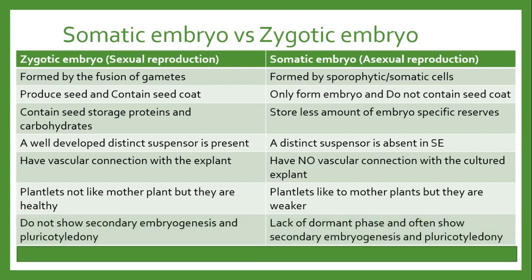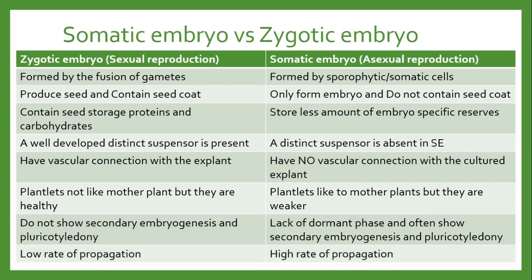Zygotic embryo does not show secondary embryogenesis and polycotyledony. For somatic embryos, it lacks the dormant phase and often shows secondary embryogenesis and polycotyledony. Zygotic embryo is known for a low rate of sexual propagation, whereas somatic embryogenesis gives a high rate of propagation.